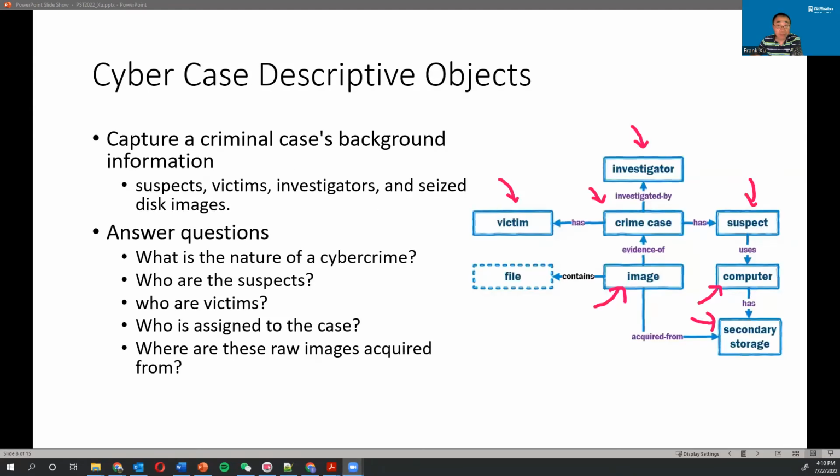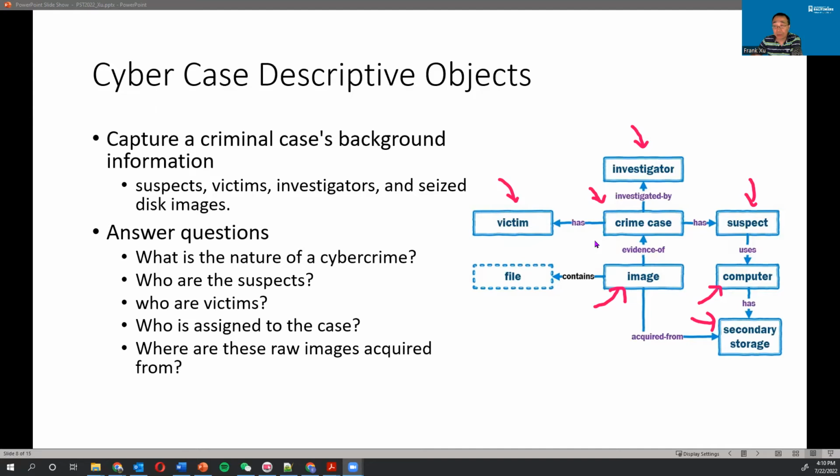The first type of object is the cyber case descriptive object. This type of object captures a criminal case's background information, including suspects, victims, investigators, and seized disk images, as shown in the figure. Each object has a list of predefined metadata.